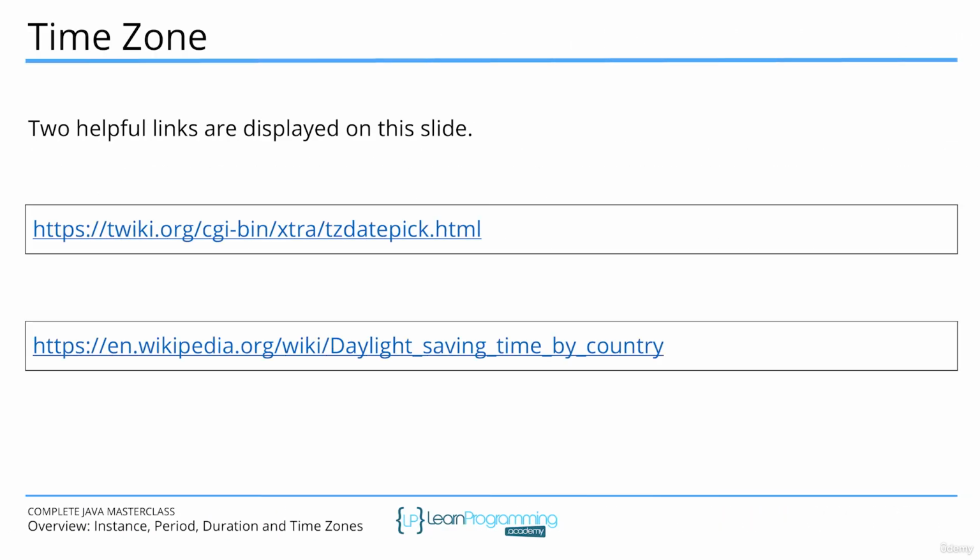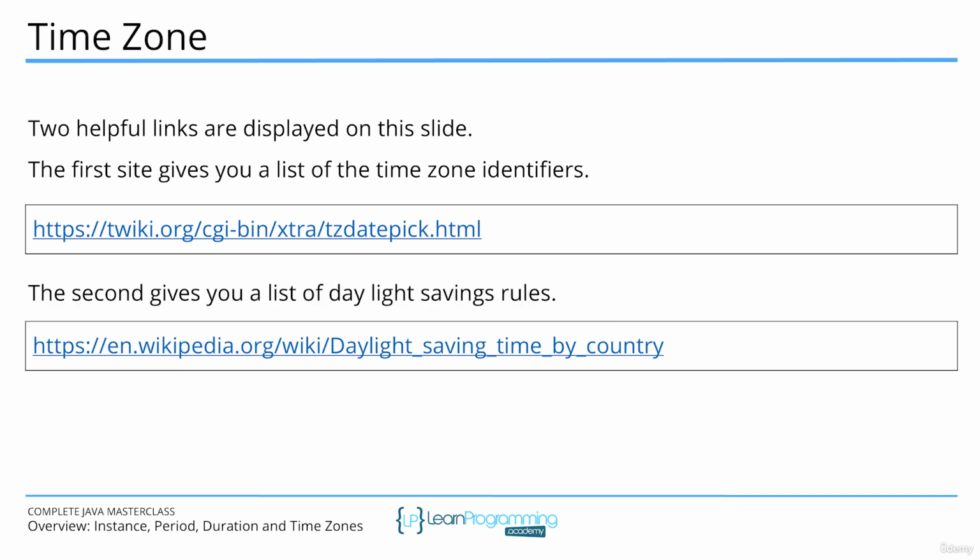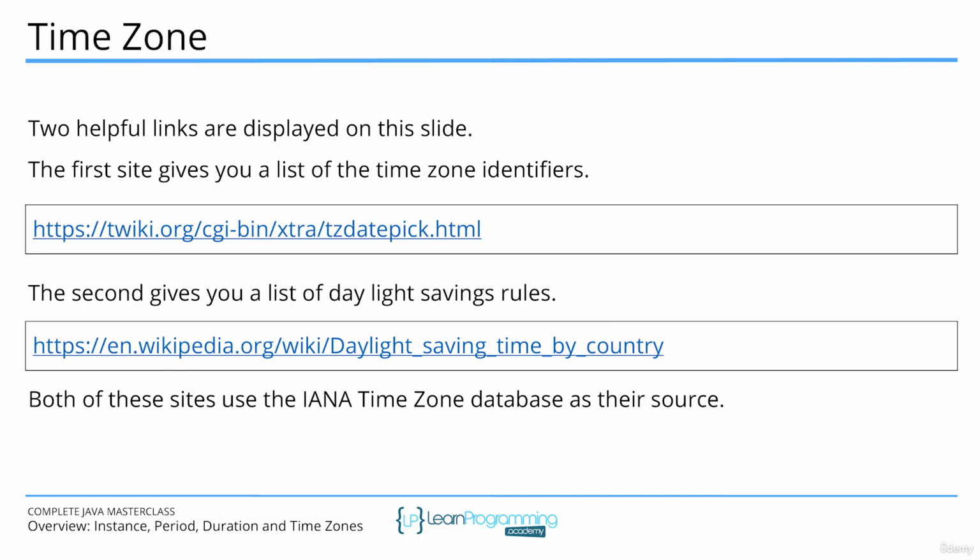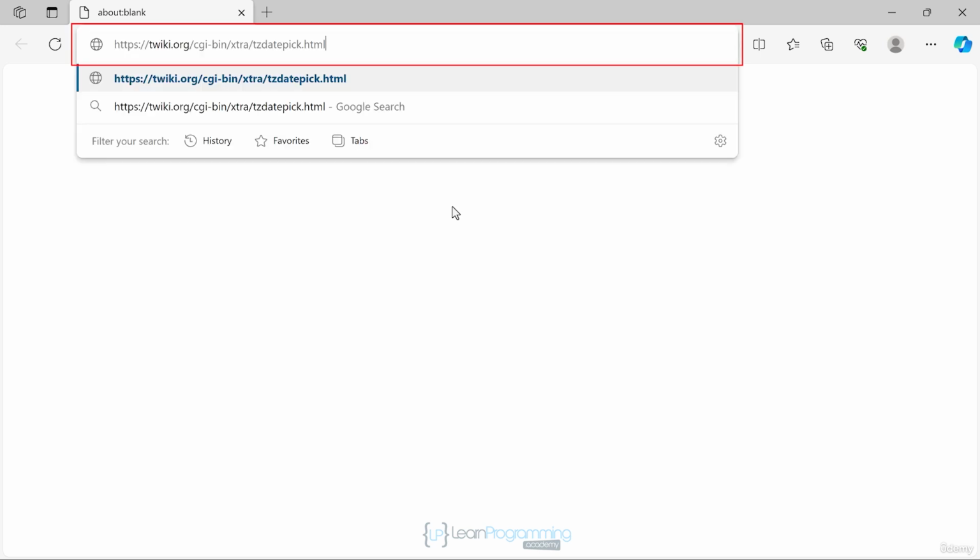Two helpful links are displayed on this slide. The first site gives you a list of the time zone identifiers. The second gives you a list of daylight savings rules. Both of these sites use the IANA time zone database as their source. I'll pull up the first link.